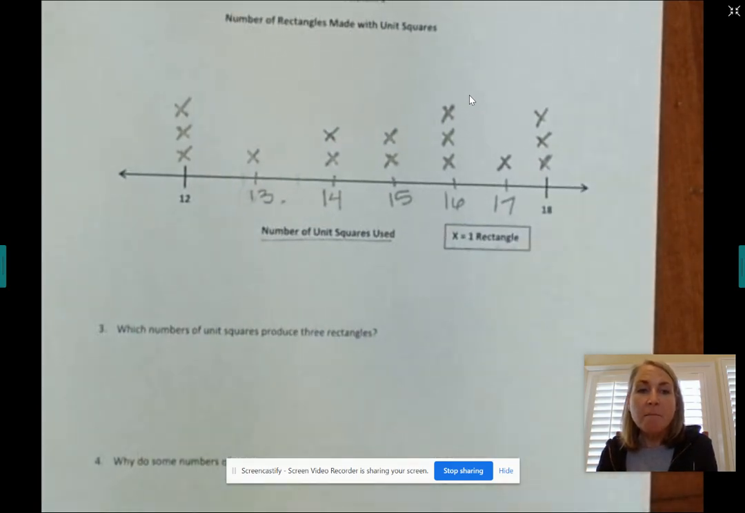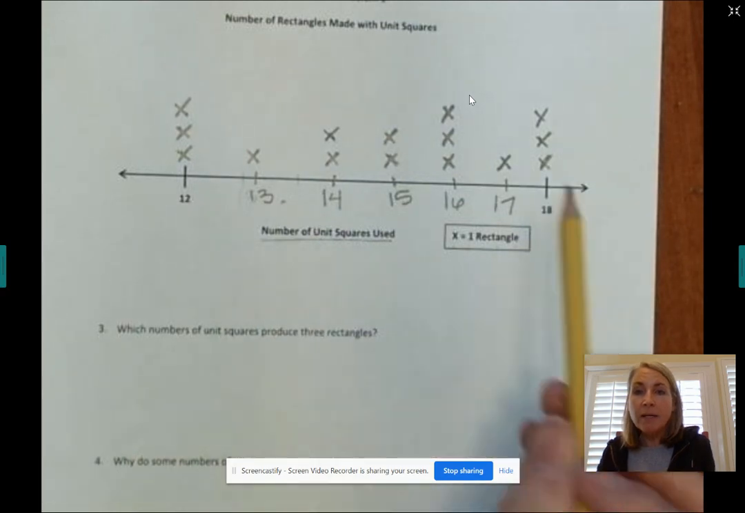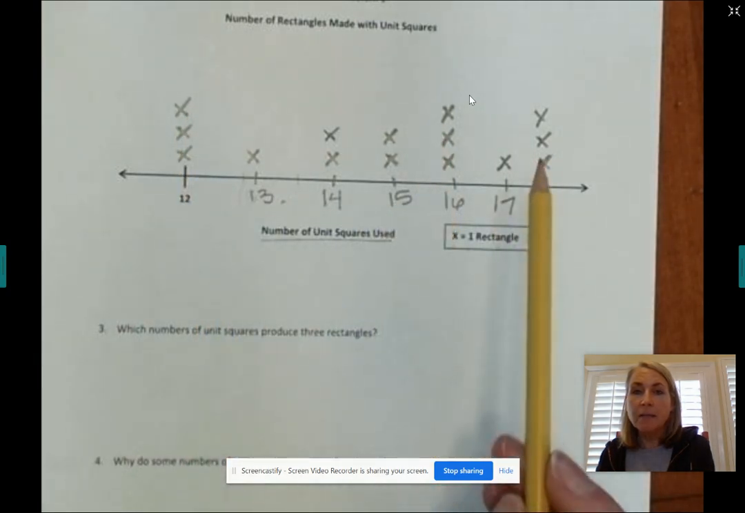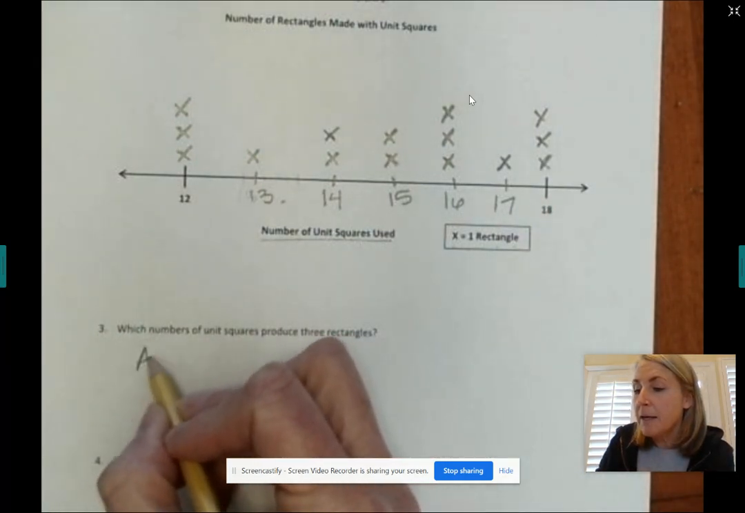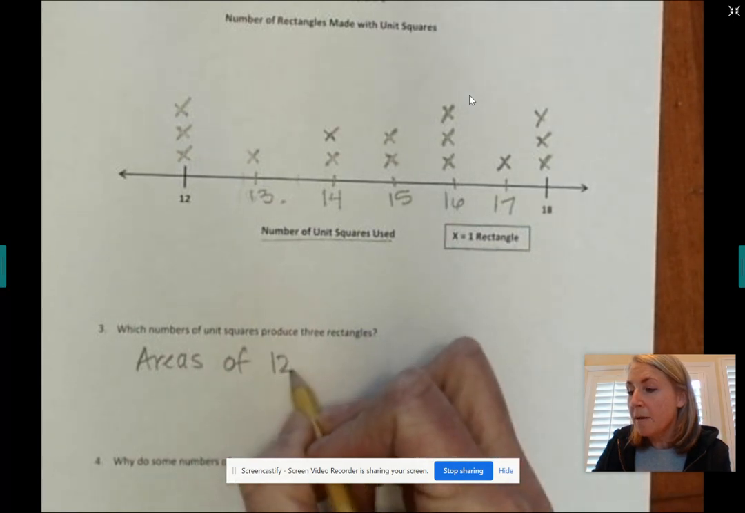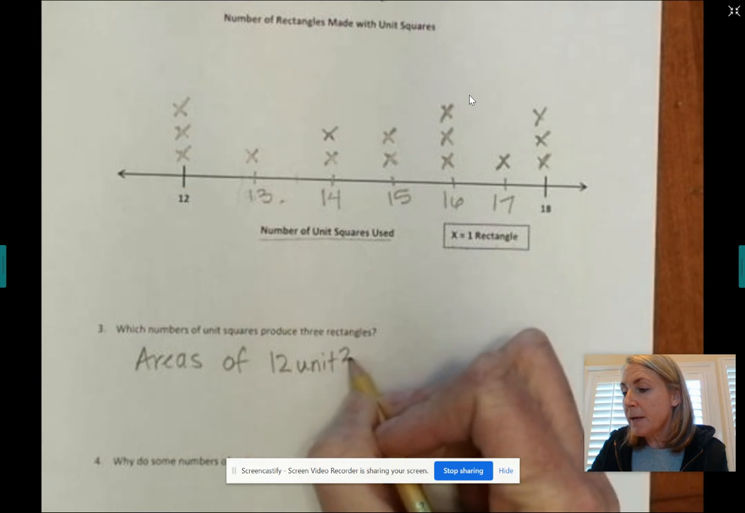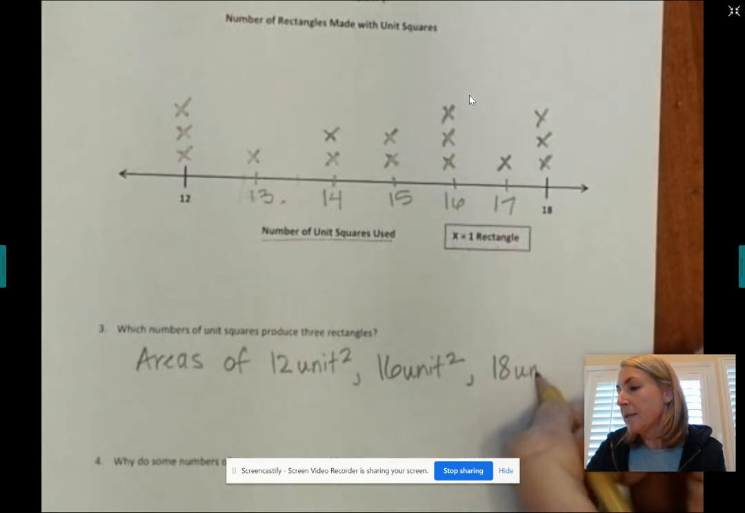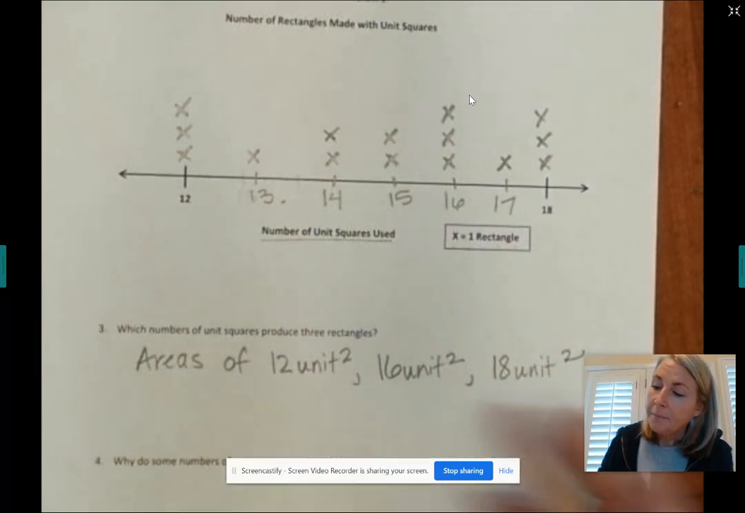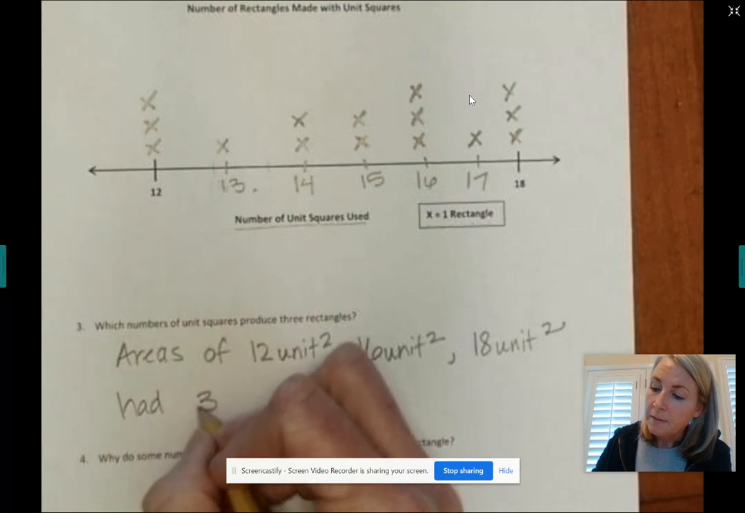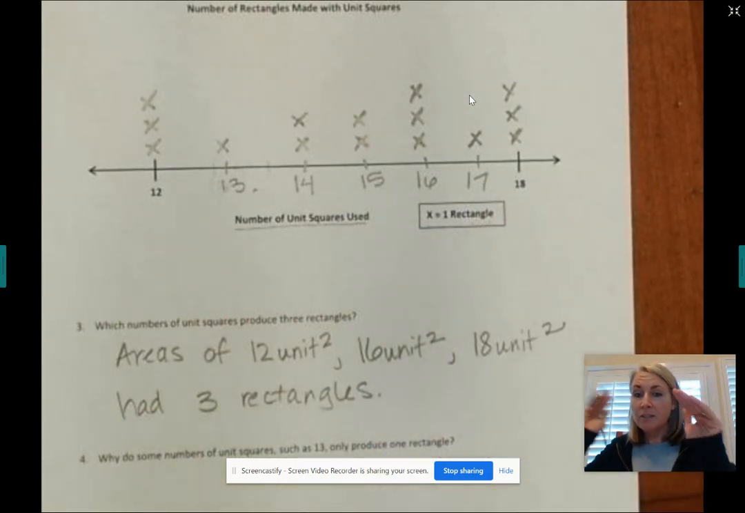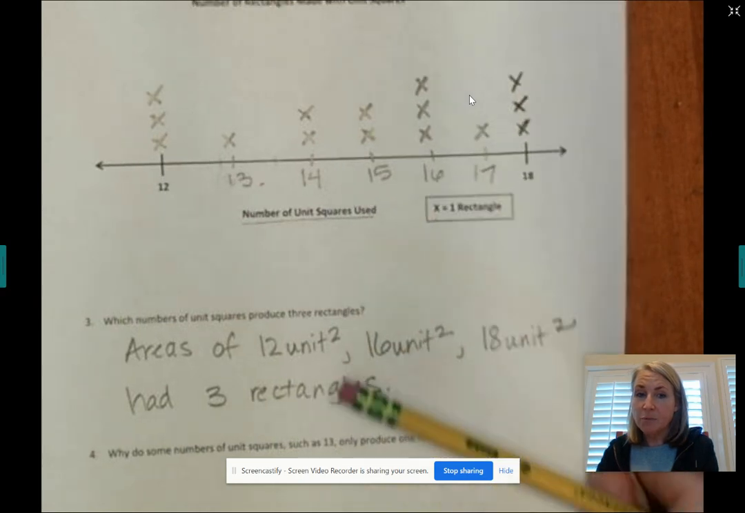It says here, which numbers of unit squares produce 3 rectangles? So now I can quickly look at my data and see, okay, 12 produced 3 rectangles, 16 produced 3 rectangles, and 18. So areas of 12 units squared, 16 units squared, and 18 units squared had 3 rectangles. Okay, and remember, I'm doing units squared because we have just shifted into our area file bank and out of our perimeter file bank, and we are focused on the inside of these rectangles.